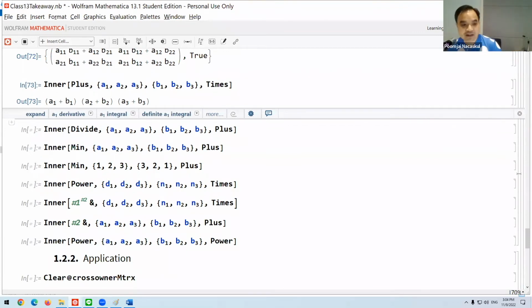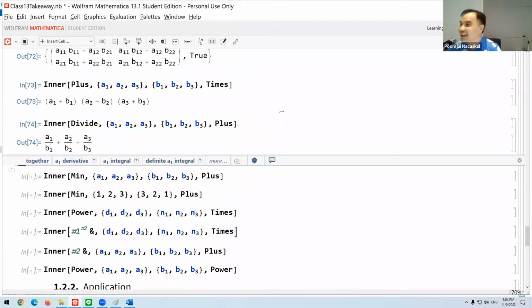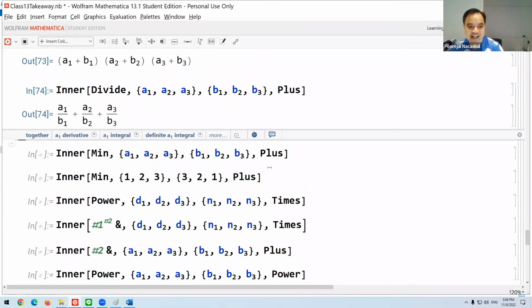Well, I can do all kinds of things. I can do divide and plus, so that's it. So this is kind of becoming silly now. I can do all kinds of stuff. Now, here's where it gets interesting. That operation does not have to be mathematics. It could be any function.